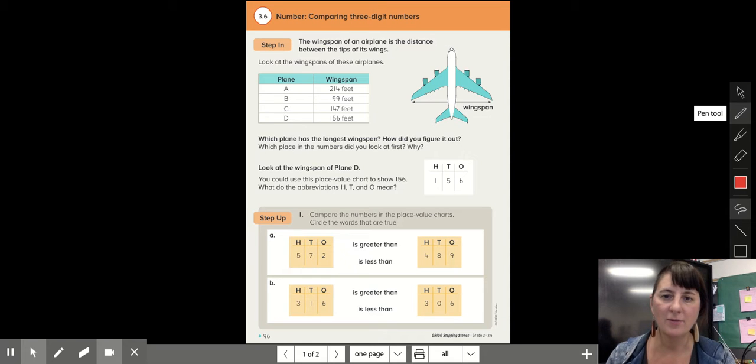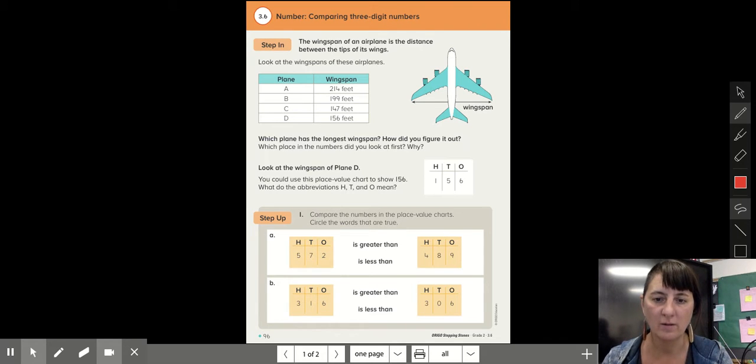Hey guys, we're going to look at lesson 3.6, comparing three-digit numbers. And to begin the step-in discussion, we're talking about the wingspan of airplanes. The wingspan of an airplane is the distance between the tips of its wings. So from here to here is the wingspan.